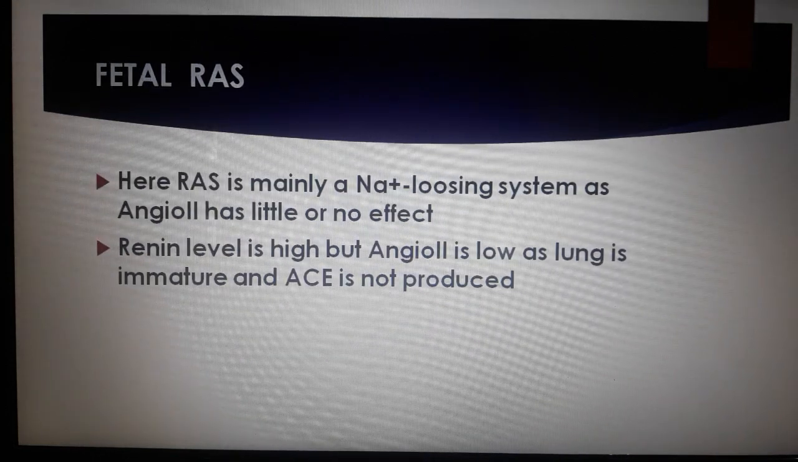Fetal renin angiotensin system. Here the fetal renin angiotensin system is mainly a sodium losing system, as angiotensin 2 has little or no effect on the aldosterone release. Angiotensinogen level is high, renin level is high but angiotensin 2 level is low. Why? As the lung is immature and angiotensin converting enzyme is not produced.